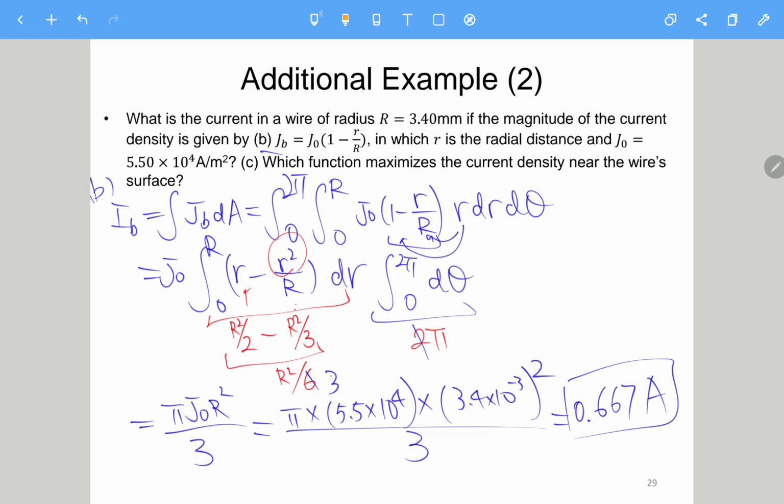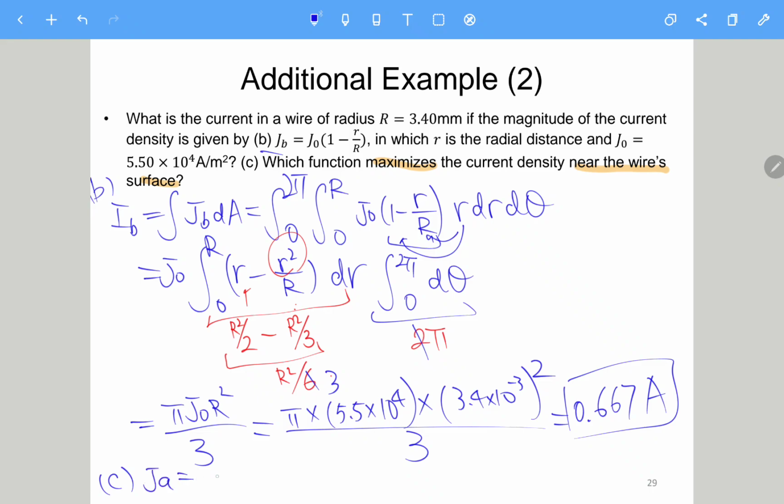Okay, so for the part B, it also asks you what is the current, and then here we have part C. It asks you which function maximizes the current density near the wire surface. Maximize it. So you can just have a simple observation.